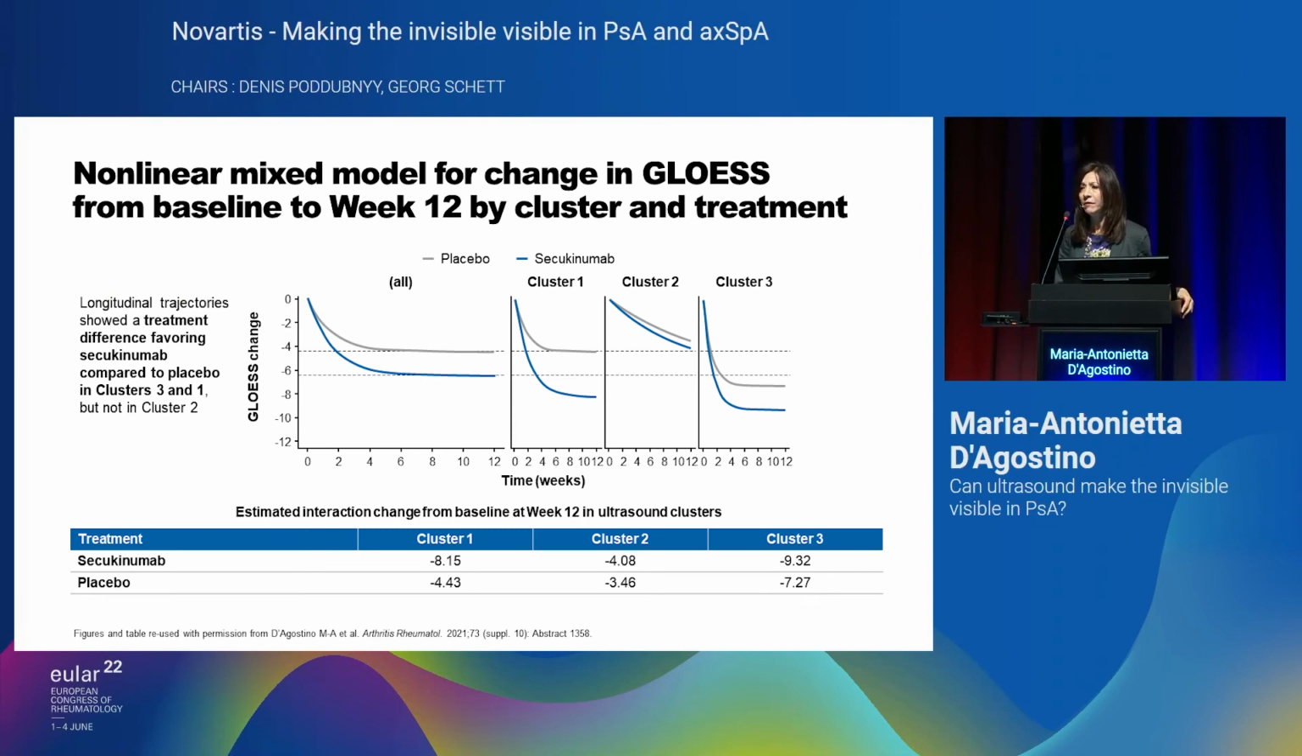If you look at the response based on the cluster analysis, you can see that overall, in the first 12 weeks, we can see very well the differentiation between placebo and active drug. But if you look at the clusters, you see that cluster 1, characterized by big joints and small joints, demonstrated a very nice differentiation between placebo and active drug. Also cluster 3, which was more characterized by small joints involved. And cluster 2, the cluster in which we found less inflammation by ultrasound, was the cluster in which we were not able to differentiate between placebo and active drug.